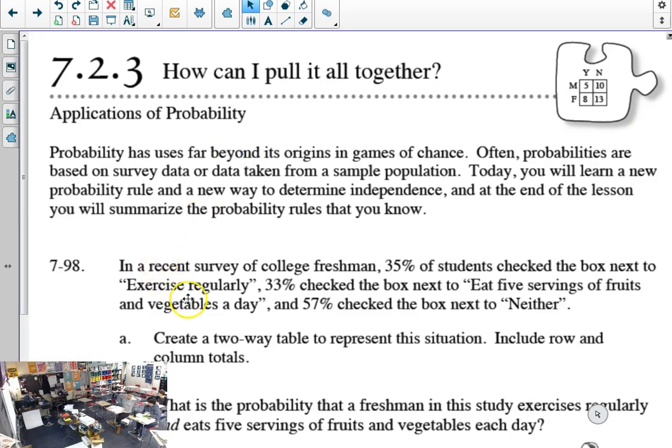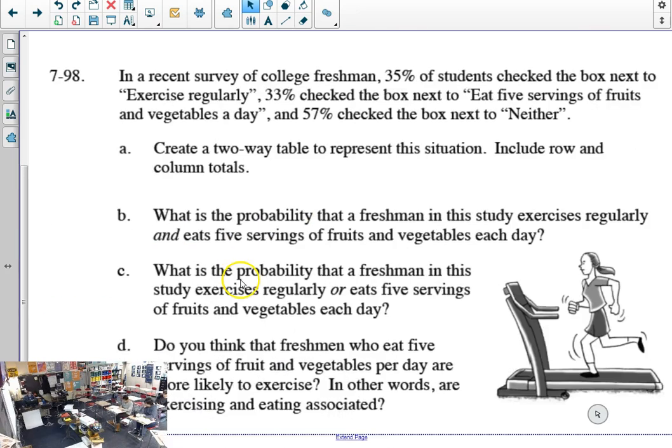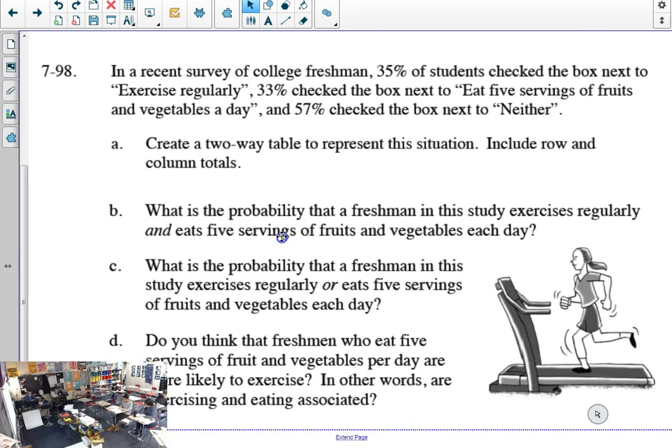All right, so in a recent survey of college freshmen, 35% of students checked the box next to saying they exercise regularly. Some of them were probably lying. 33% checked the box next to eat 5 servings of fruit and vegetables a day, because really, if you're being healthy, you should be eating 5 meals. And 57% checked the box next to neither. Create a two-way table to present this data.